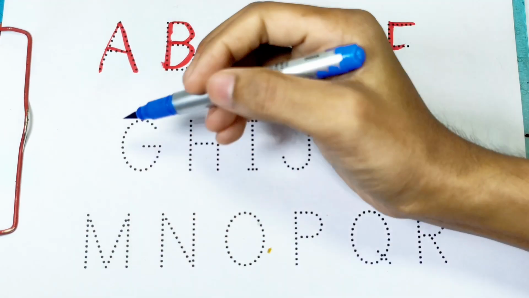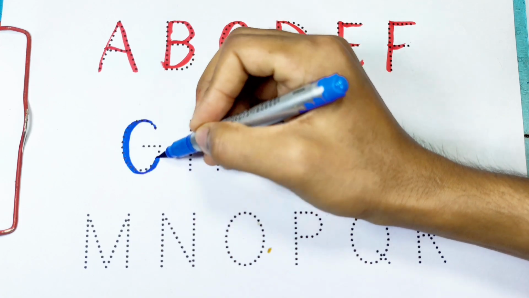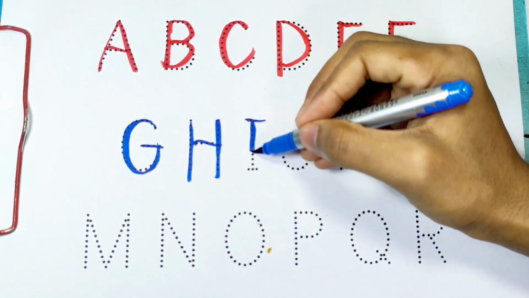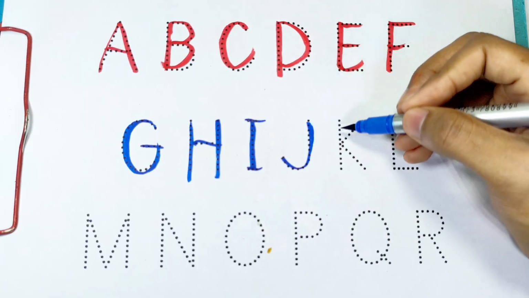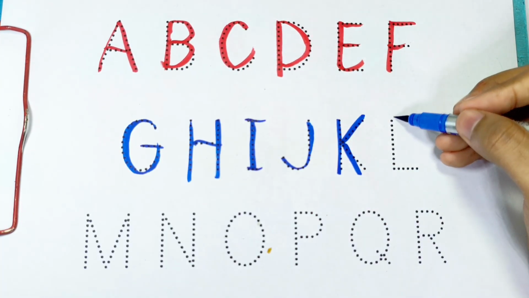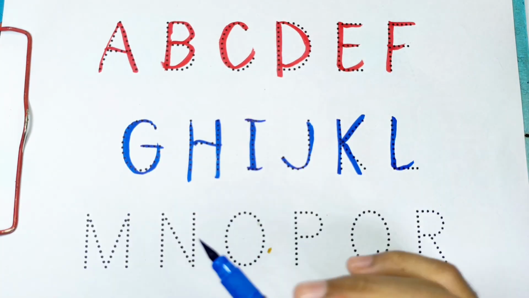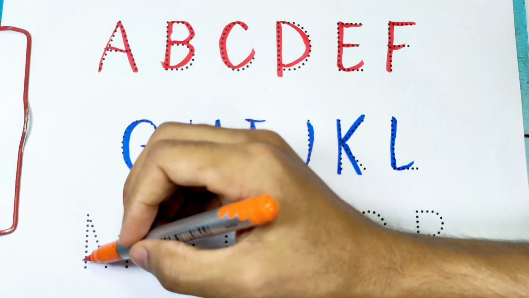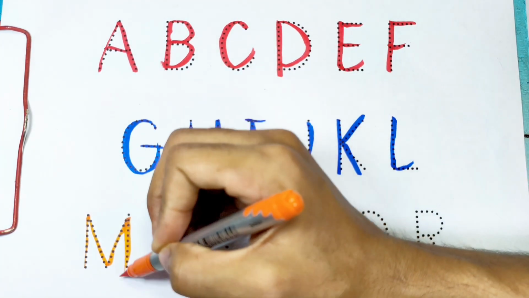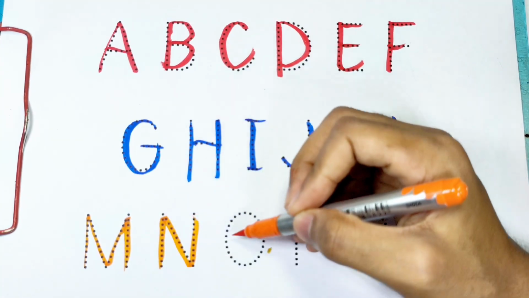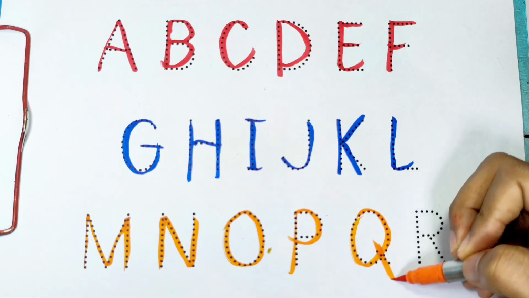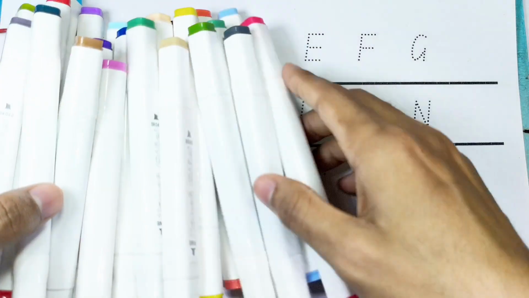blue color. Now we're writing the alphabet of G. The next one is H, using the color of blue, I, J, K for kite, L. The next one is M for moon, M for mango, orange color. And the next one is N, O, P, Q, R.